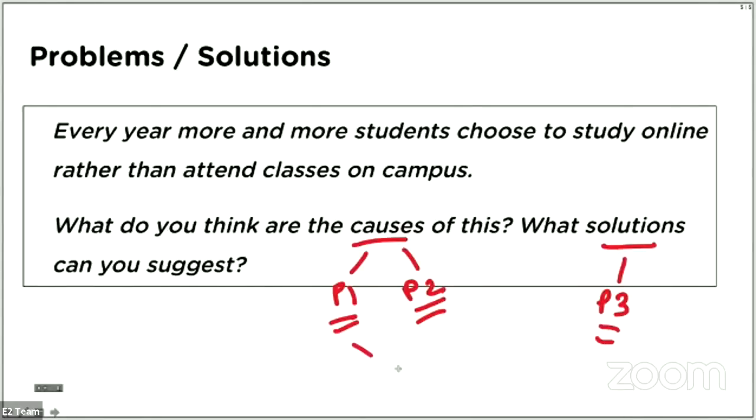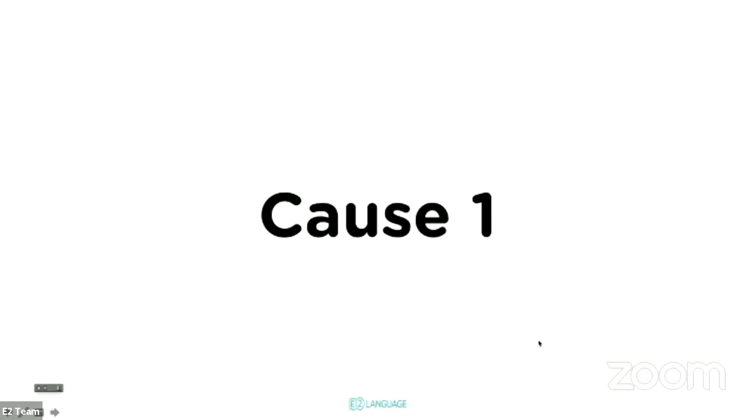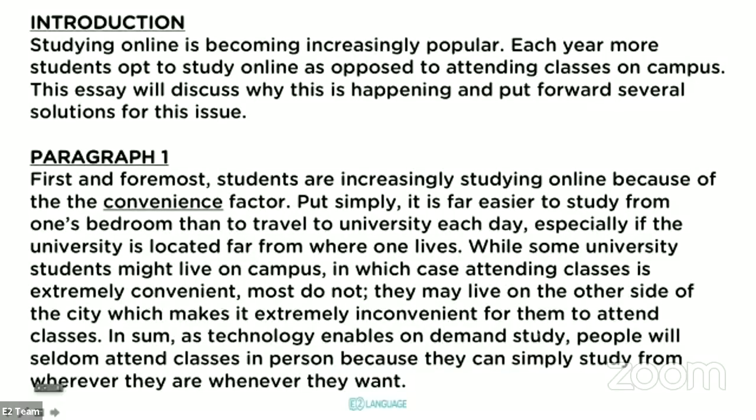So we're going to use this paragraph structure that I just showed you for P1 and P2. I'm going to show you a different structure for P3. So let's look at cause 1, the cause of why people study online rather than attend universities. So let's go through this. I'm going to show you my paragraph, and then I'm going to get you to write one. So just be prepared. So again, my introduction.